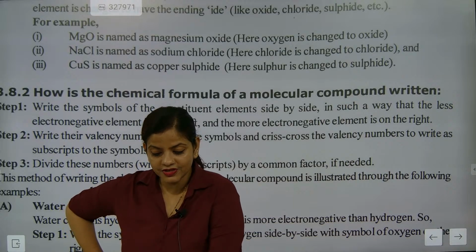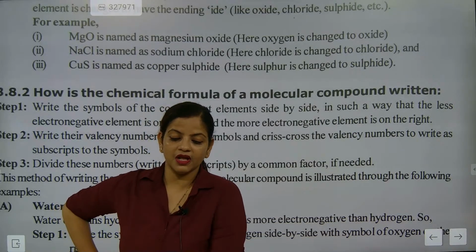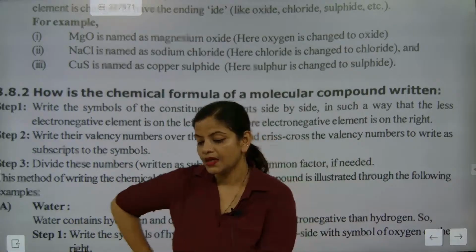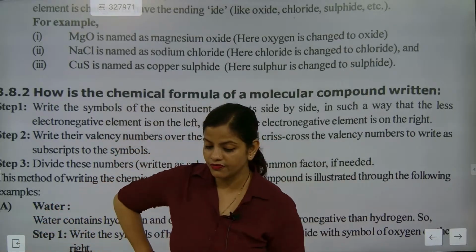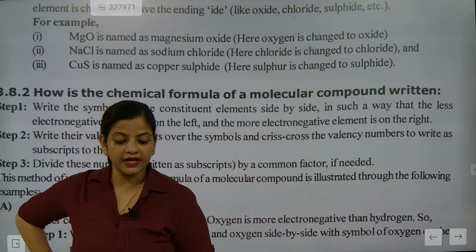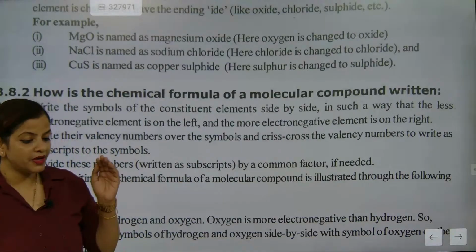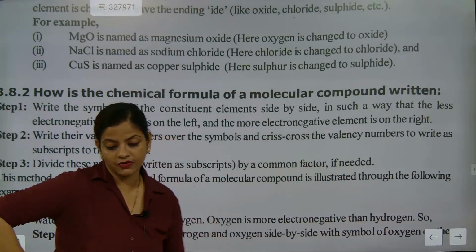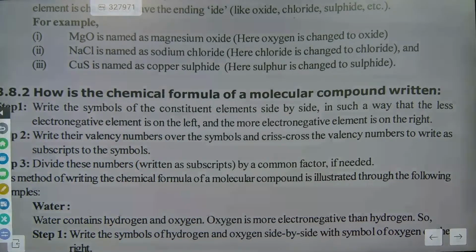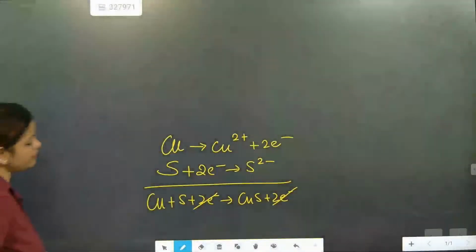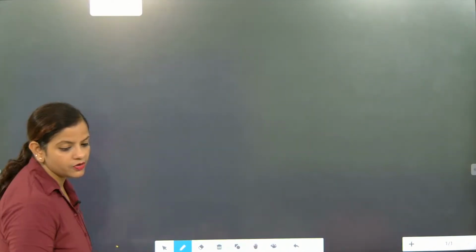What is the difference between molecular formula and empirical formula, beta? If somebody asks you for the molecular formula, how are you going to write it? And if somebody asks you for the empirical formula, how are you going to write it? The system is very simple, beta. Just understand. When you are writing the molecular formula, how do you write it?